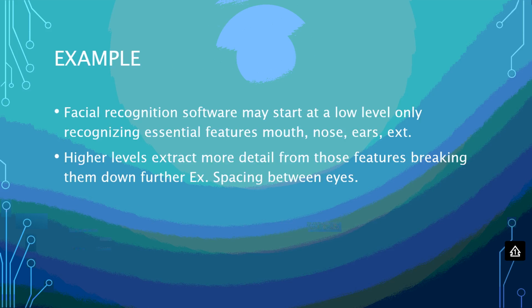So as an example of this, if you look at facial recognition software, your lowest level might say that in a picture of a face, you've got a mouth, ears, nose, etc. on a human. But then higher levels might say that there are more features about those things, for example, spacing between the eyes or brown hair, things like that.